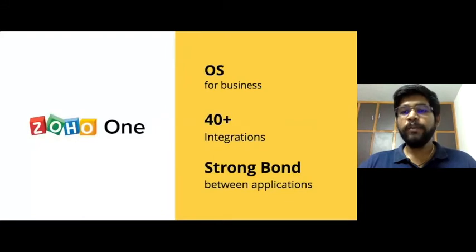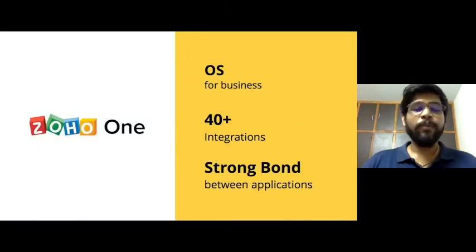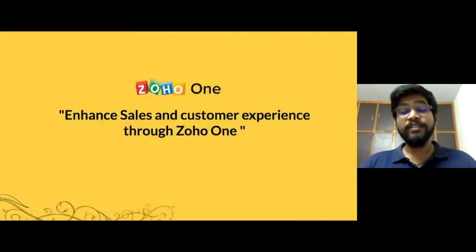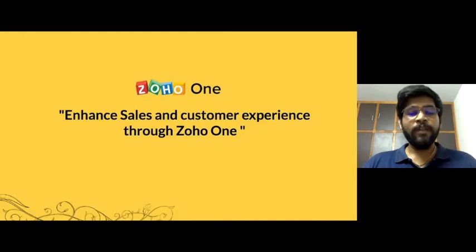Zoho One is a suite of 40 plus applications for every team in an organization, hence the term operating system for business. The integration between the applications makes the suite flexible, enabling you to mix and match most of the applications to get the best out of them. Today, in this workshop, we'll see firsthand how the integration between Zoho's sales CRM and help desk tools work. And as you know, the topic for today is enhance sales and customer experience through Zoho One.